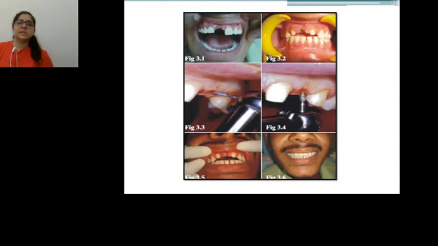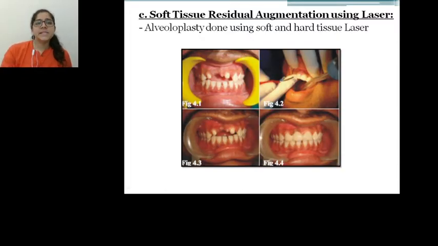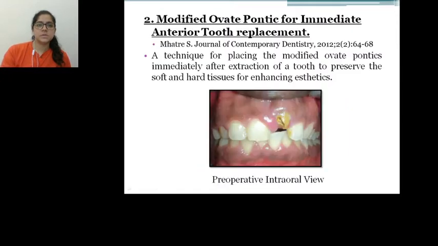So as we can see here in the picture, a torpedo burr is used for gingivoplasty and alveoloplasty of the ridge. And then a provisional restoration is given for 3 to 4 weeks. The next technique is soft tissue residual augmentation using lasers. It is a similar technique to the ridge augmentation, but the only difference here is the armamentarium used is soft and hard tissue laser instead of the burrs. So lasers are used for the augmentation and gingivoplasty of the ridge.